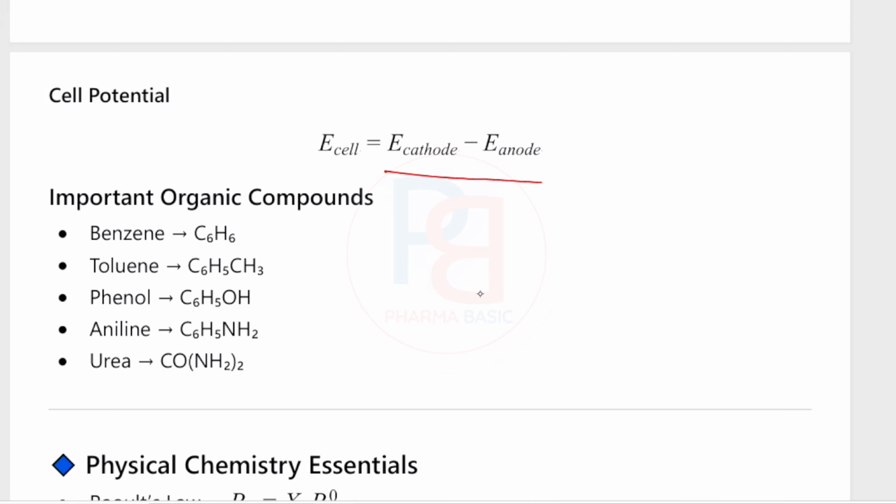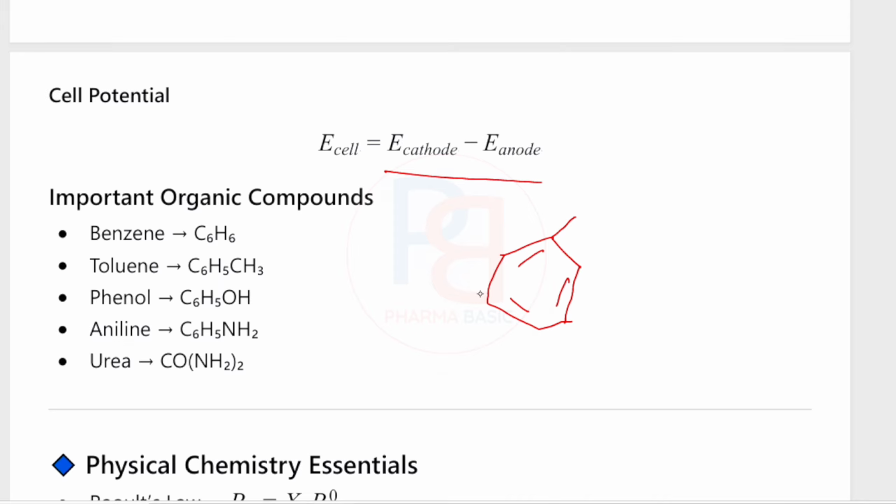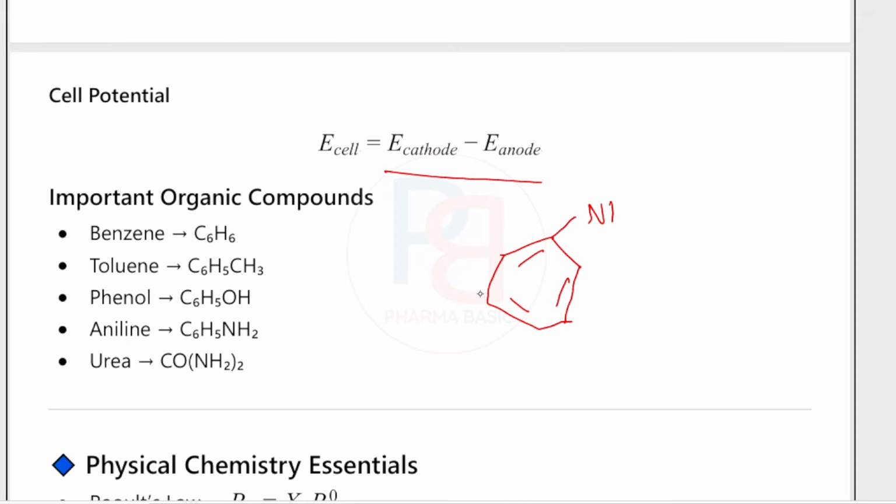Some organic compounds. This is benzene. In benzene, if we add a methyl group, it will become toluene. If we add an OH group, it will become phenol. If we add an amine group, NH2, it will become aniline.